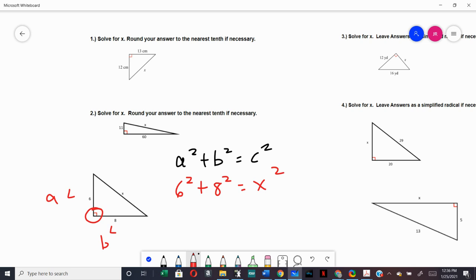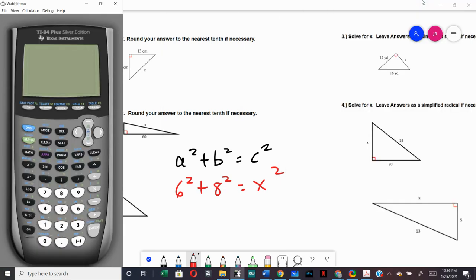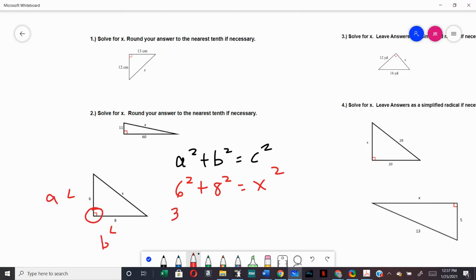And then I'm just going to solve. I'm going to square both of these things. If you need a calculator, get your calculator out. It doesn't really matter what kind of calculator you have, as long as it has a square root function, you'll be fine. So here's my calculator. 6 squared, I know that. That's 36. 8 squared is 64. I'm trying to find x squared. So now it's just a matter of following what I have to do here. I have to add. So 64 plus 36 is 100.